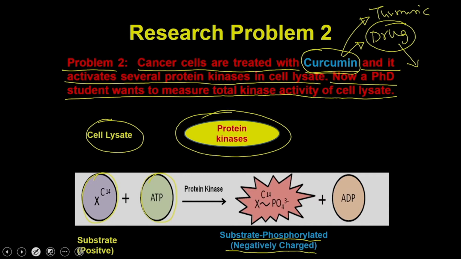So, in this case what you can do is perform ion exchange chromatography to purify the negatively charged or phosphorylated substrate, and then you will be able to measure the kinase activity of the cell lysate.